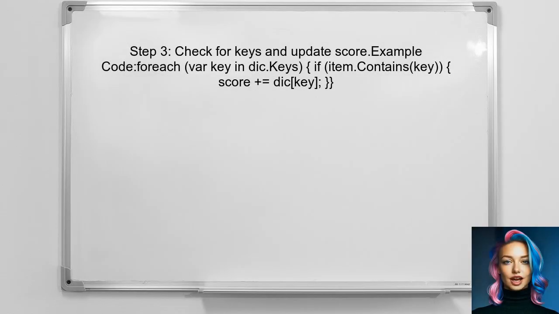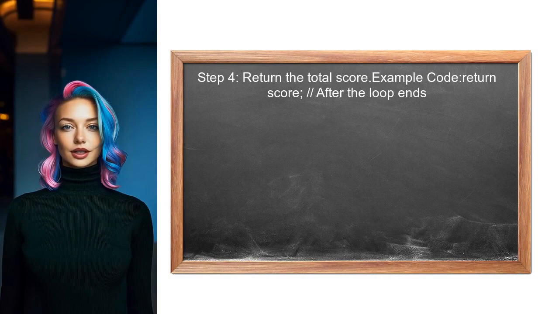Inside the loop, the user can use the dictionary's keys to determine if the current string contains any of them. If it does, we will add the corresponding score to the total score. Finally, the user should return the total score after processing all items in the list. This will provide a clean and efficient way to calculate the score based on the dictionary.